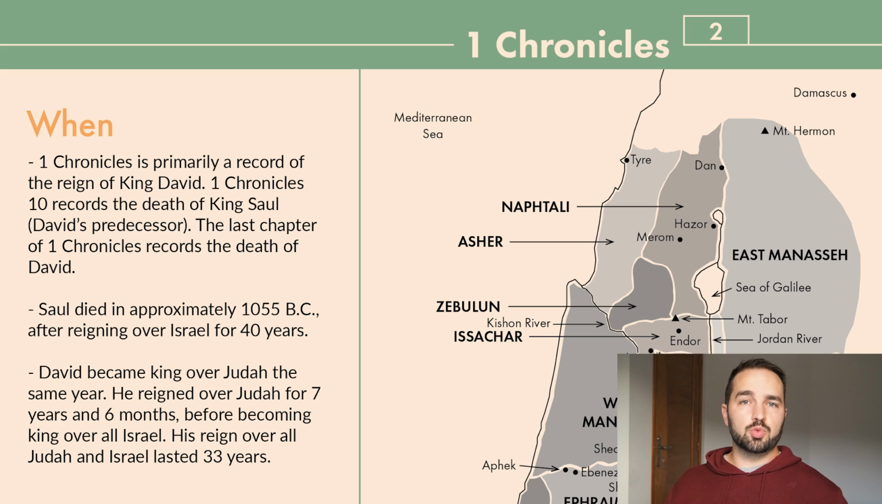As I mentioned in chapter 1, chapters 1 through 9 of 1 Chronicles are a list of genealogies, family trees, a record of the descendants of important biblical families. In chapter 1, we went all the way from Adam, the first man, to Isaac, who was Abraham's son. Isaac had two children, Jacob and Esau.